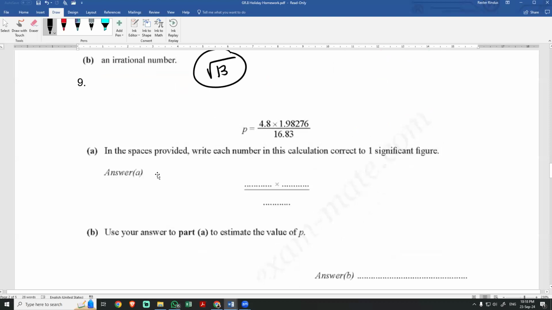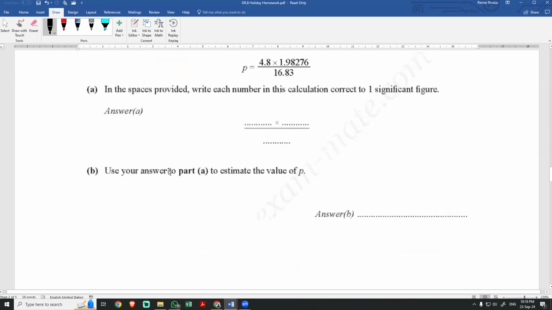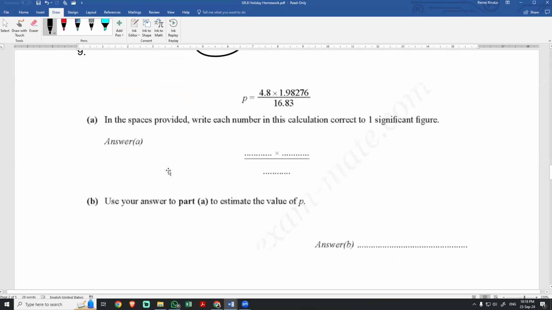Next question, it says, in the space provided, write down each number in this calculation corrected to one significant figure. So take a look.